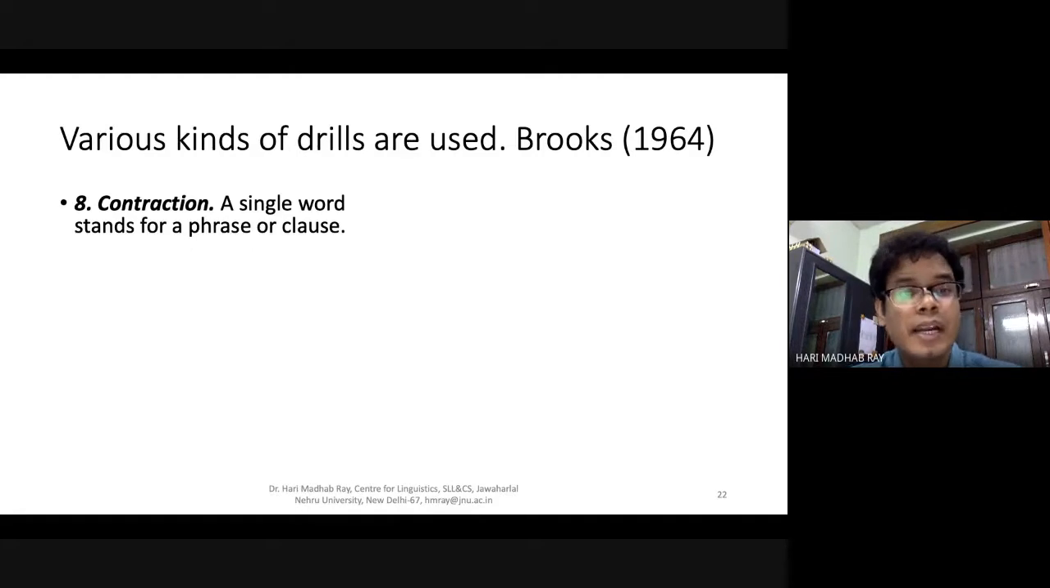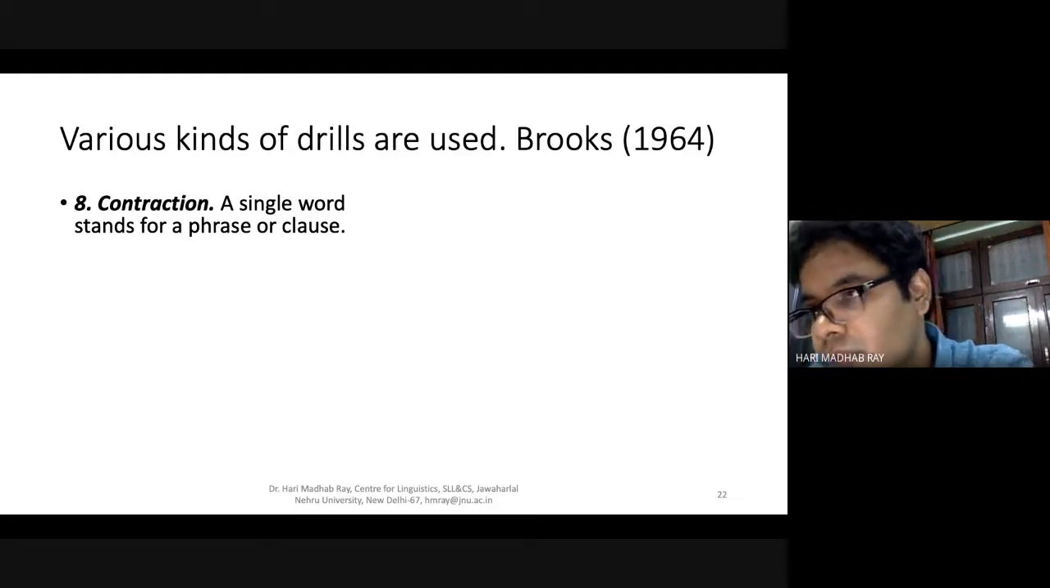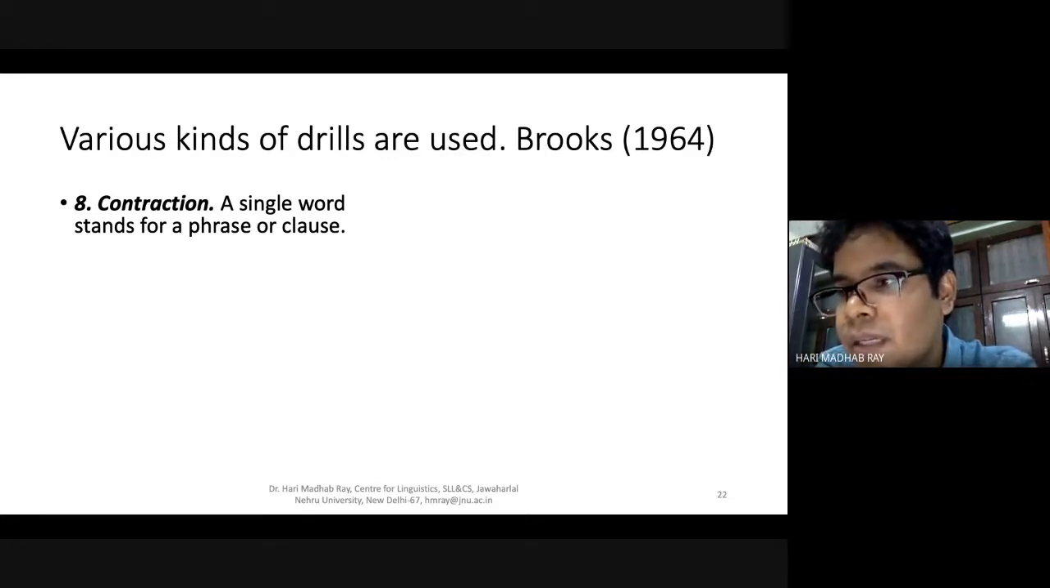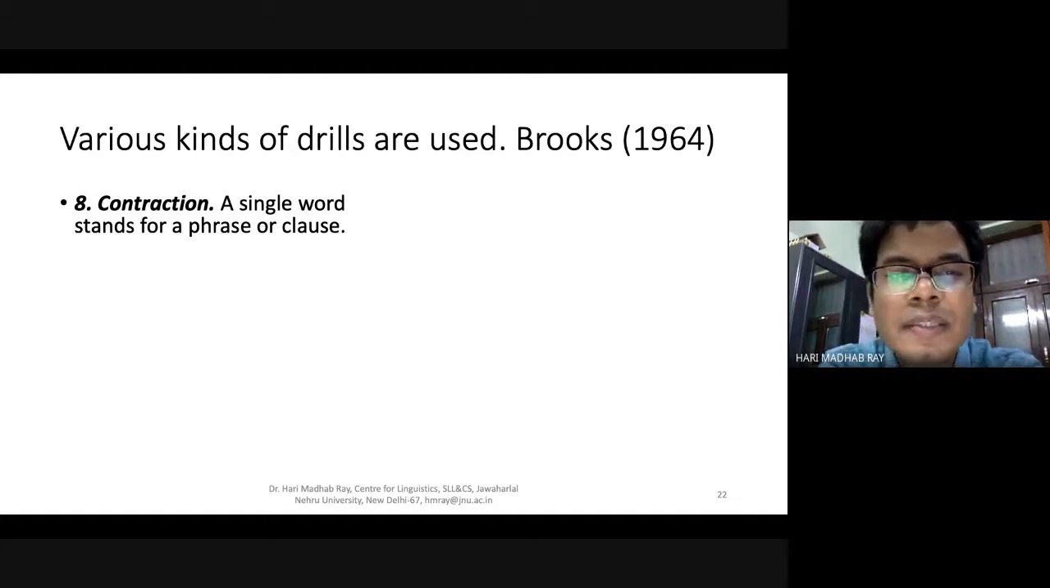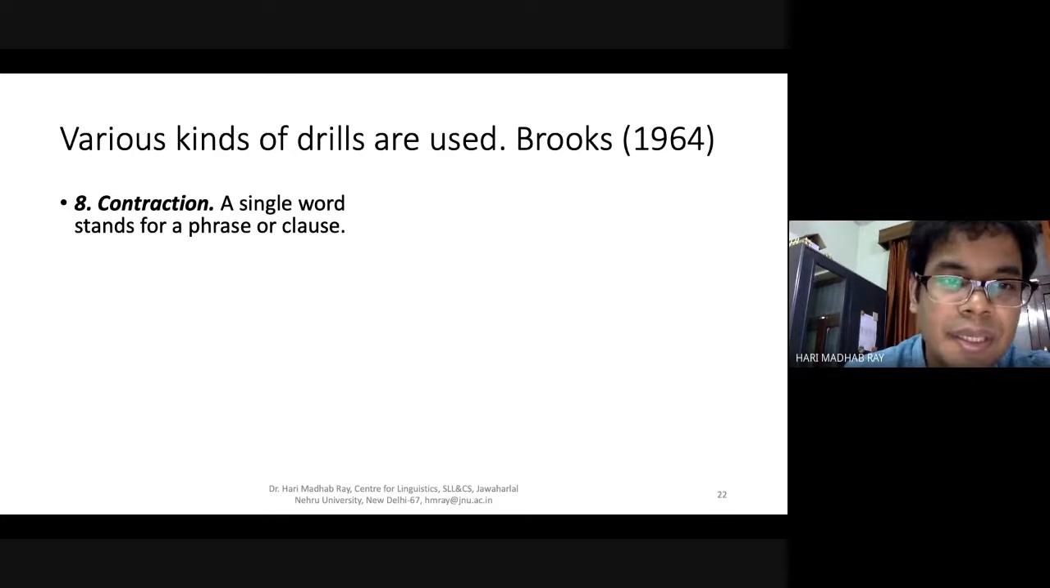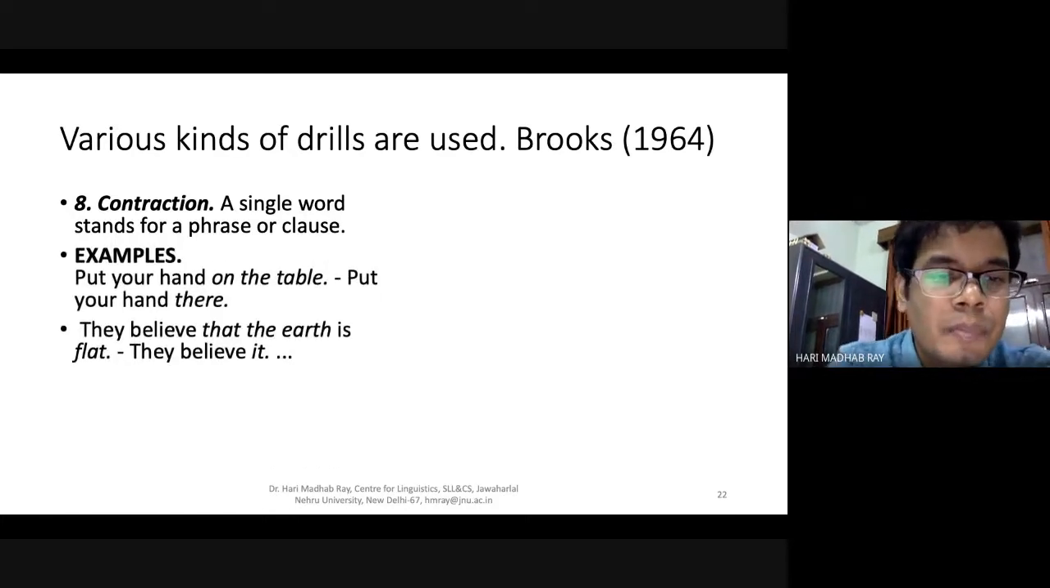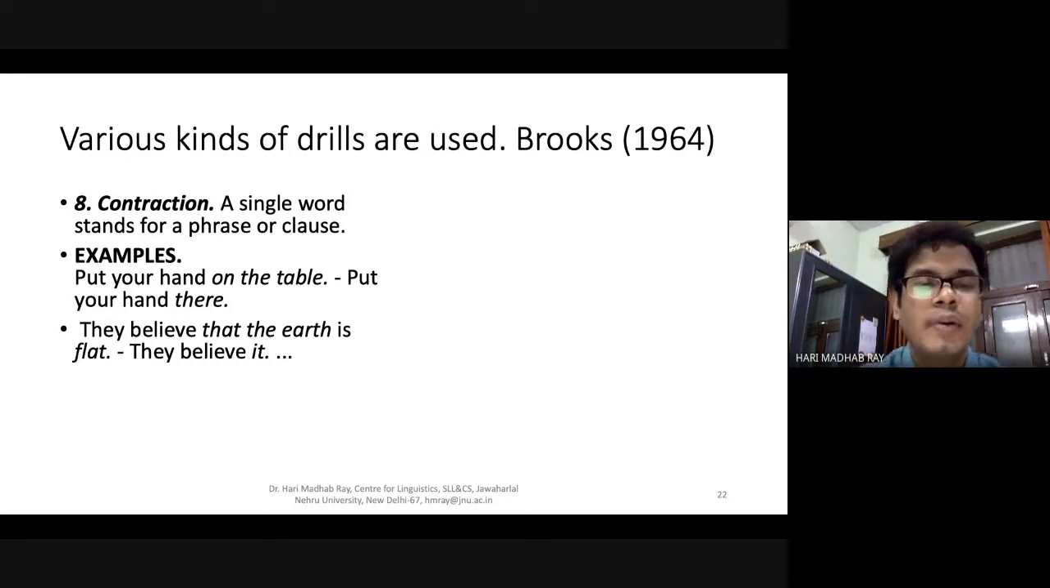Another type of drill is contraction. Contraction is where you have two sentences and you join them into one. I think this kind of practice you must have done in your school days. What do you call joining? Joining. So, put your hand on the table. Put your hand there. So this is where a contraction happens. Put your hand on the table: the whole 'on the table' is being contracted. They believe that the earth is flat. They believe it. The earth is flat. So the earth is flat is again contracted.